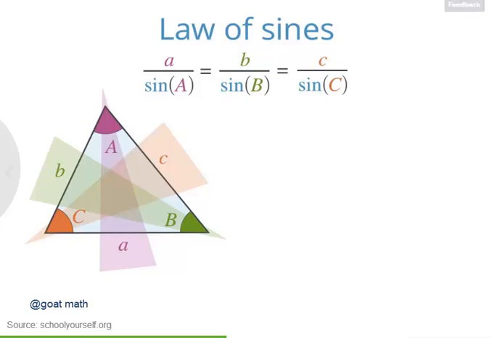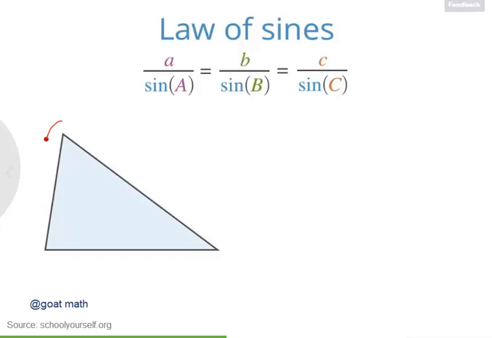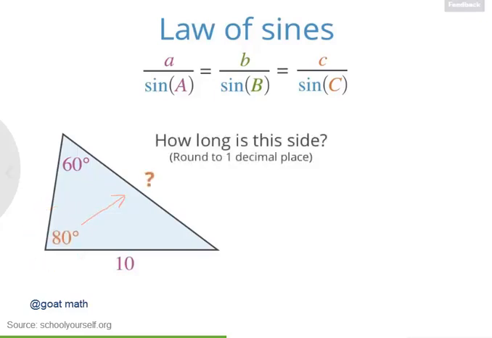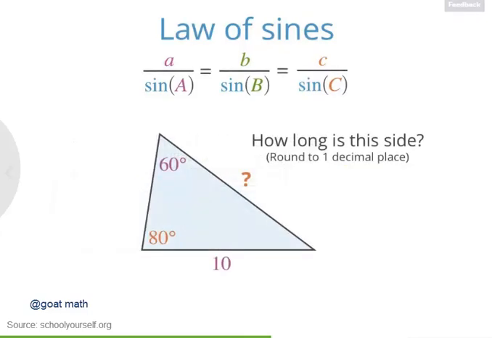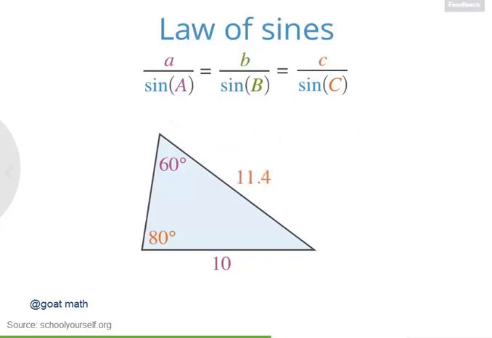Let's try out a few practice problems to get the hang of the law of sines. Here's a triangle, and let's suppose this angle is 60 degrees and its opposite side has length 10. Meanwhile, this angle over here is 80 degrees. How long is this side over here, which is opposite the 80 degree angle? Round your answer to one decimal place. Great work! You used the law of sines and found that this side has a length of about 11.4.